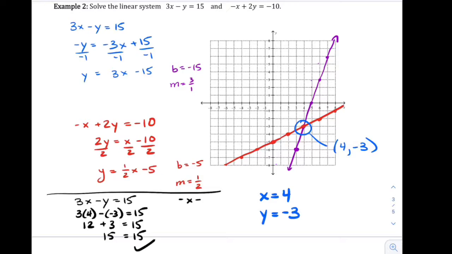Second one, negative x plus 2y is equal to negative 10. I know that we're a negative x, so negative 4 plus 2 times negative 3 should be equal to negative 10. Negative 4. Positive 2 times negative 3 is negative 6. Negative 10. And when I add the left side, it matches the right side. So I know that we did it correctly. And we're happy.